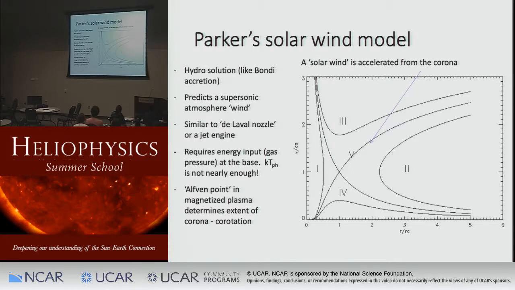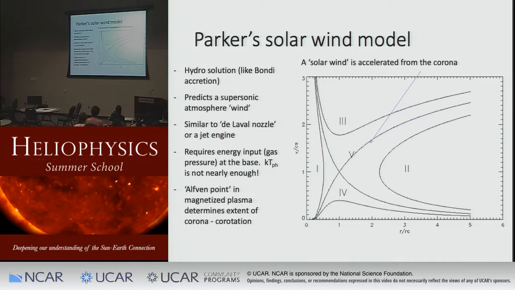So what Parker's model predicts is that this is the speed of the wind normalized to a sound speed. Again, there's no magnetic field in here. This is just a single fluid. It's got gravity, it's got pressure gradients, and it's got dynamics in it. And so he found the speed of the wind. He found a family of solutions.